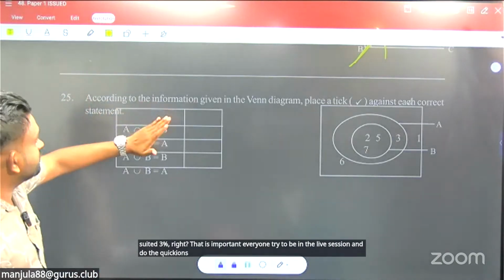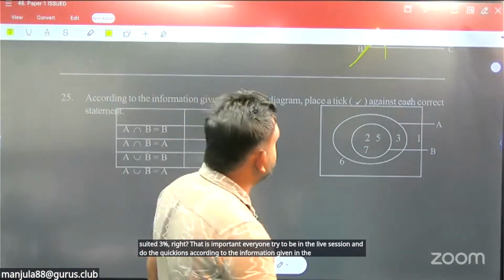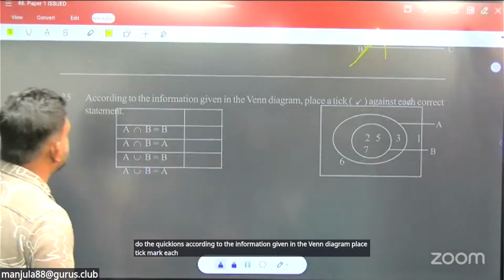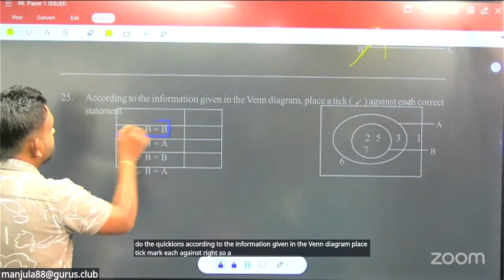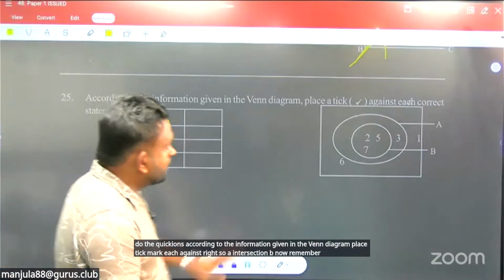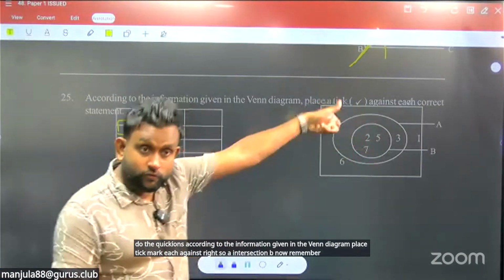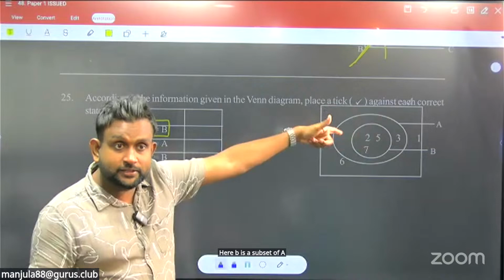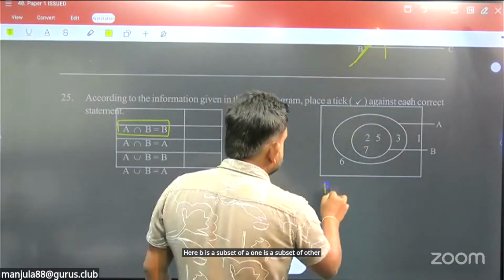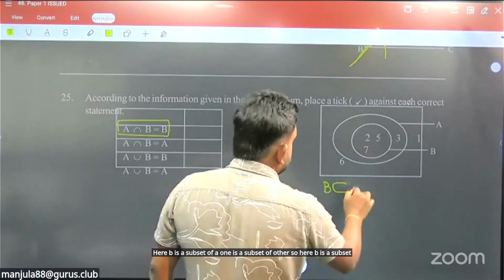According to the information given in the Venn diagram, place a tick mark against each. So A intersection B. Now remember, here B is a subset of A. One is a subset of the other. So here B is a subset of A.